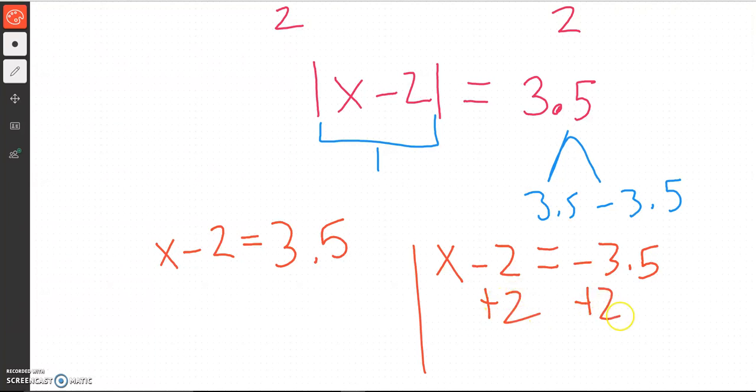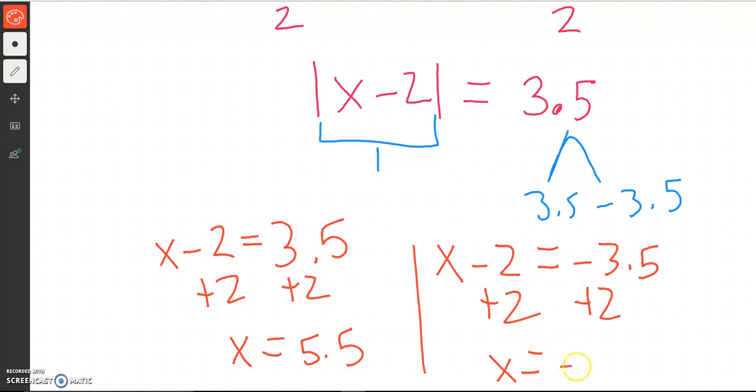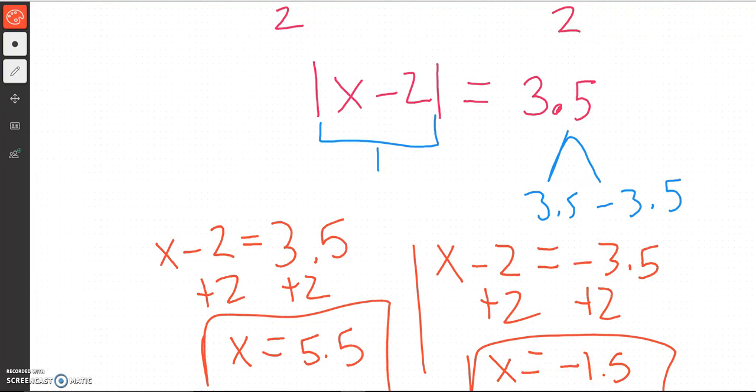I add 2, and I get x equals 5.5 and x equals negative 1.5. That's my final answer. Try some of these problems on your homework. So again, make sure on these problems you're splitting it into its two sides, positive and negative, and solving both sides.